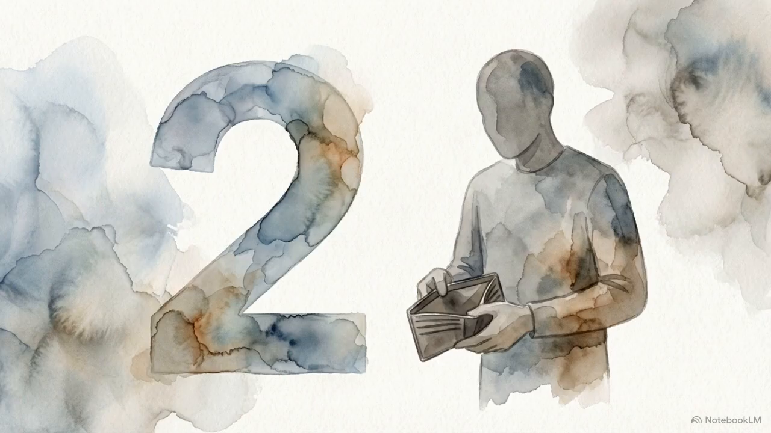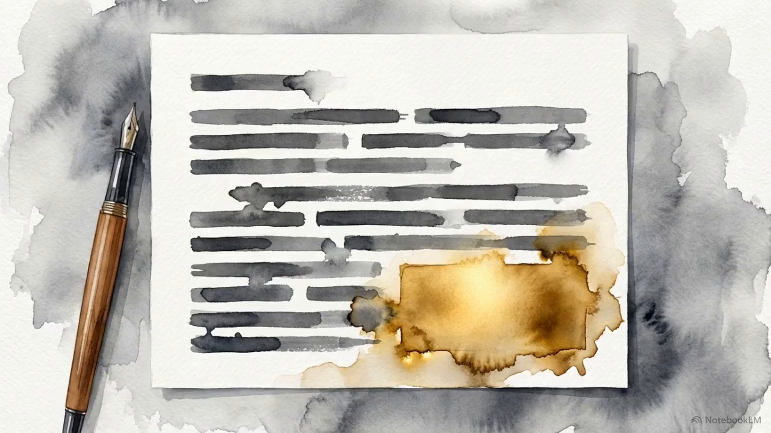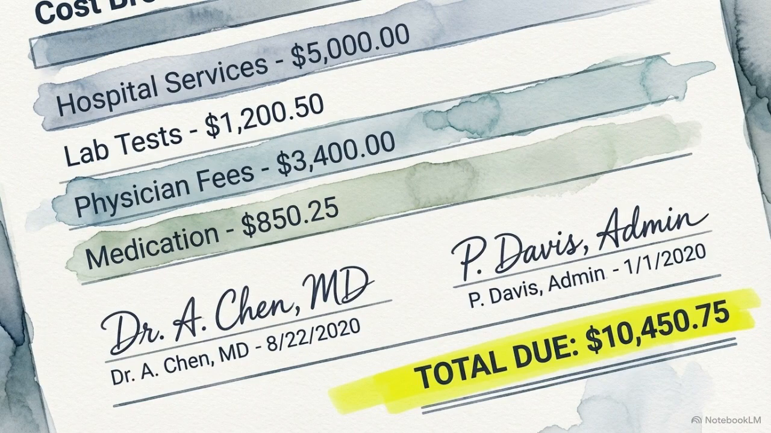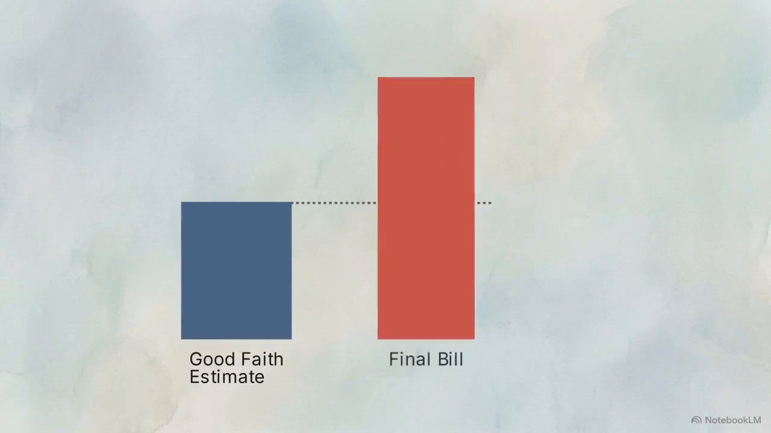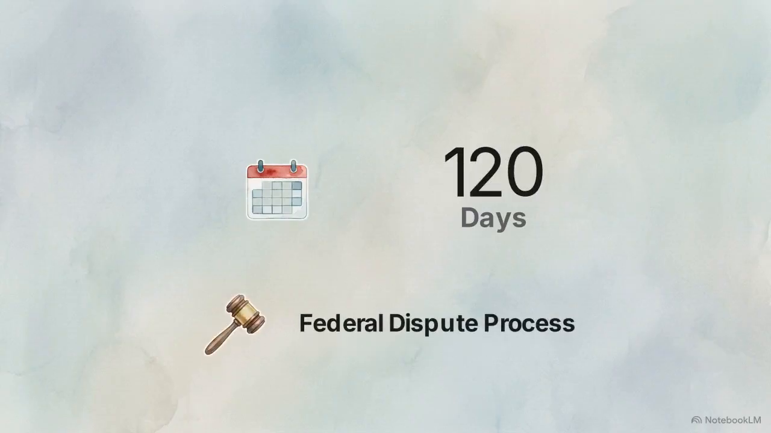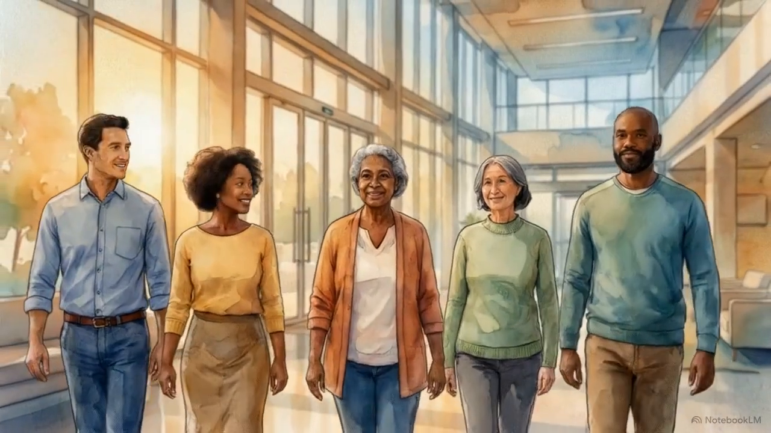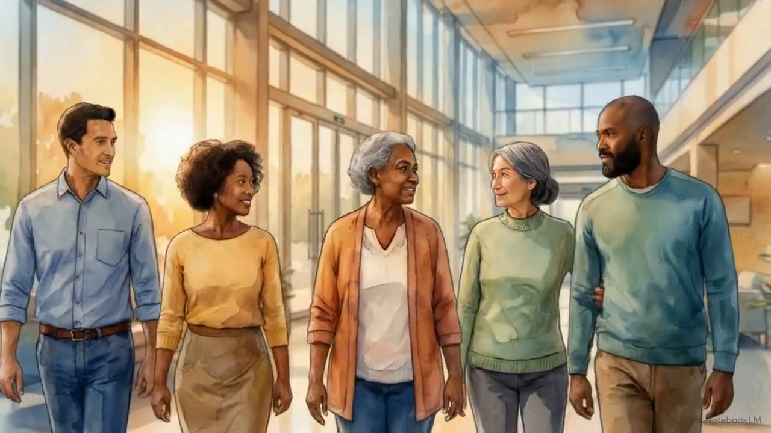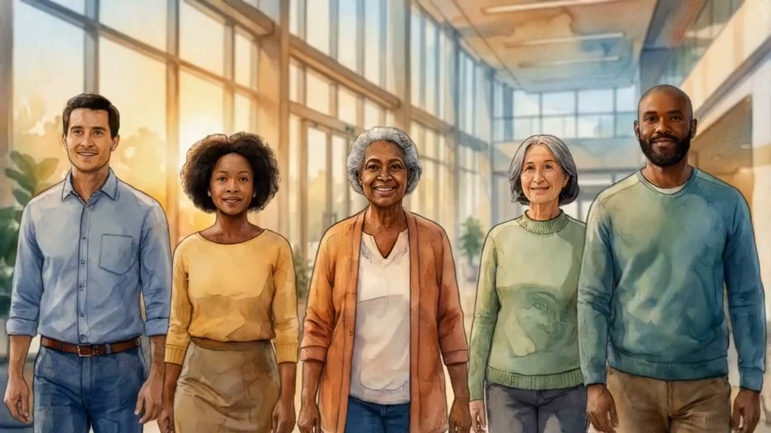If you are uninsured or choose to pay out of pocket, you have a second tool. You have a legal right to request a good faith estimate. Before you schedule a service, your provider must give you a written breakdown of expected charges. This right is enforceable. If your final bill exceeds that written estimate by $400 or more, you have 120 days to initiate a free federal dispute process to correct the charge. Federal law gives you a mechanism for both physical prevention and financial predictability before a medical bill is ever generated.